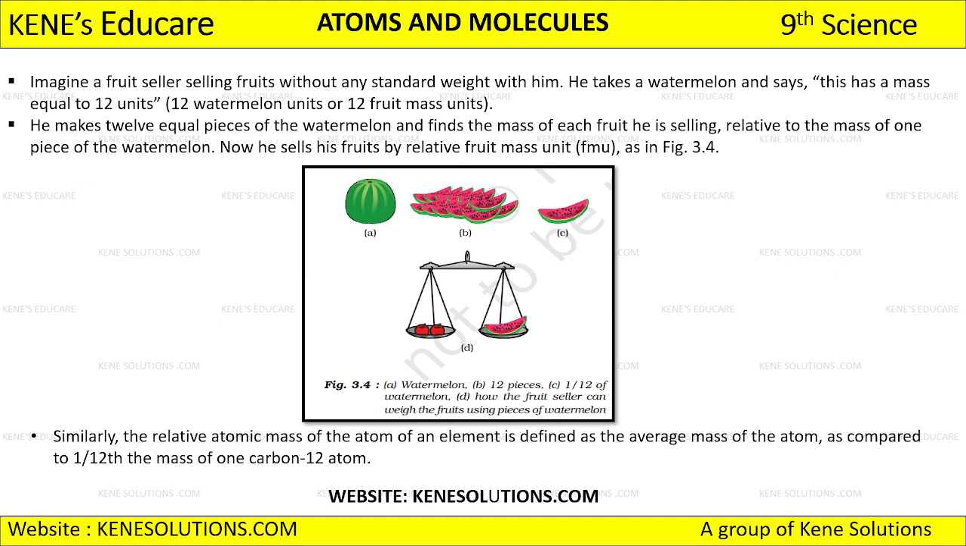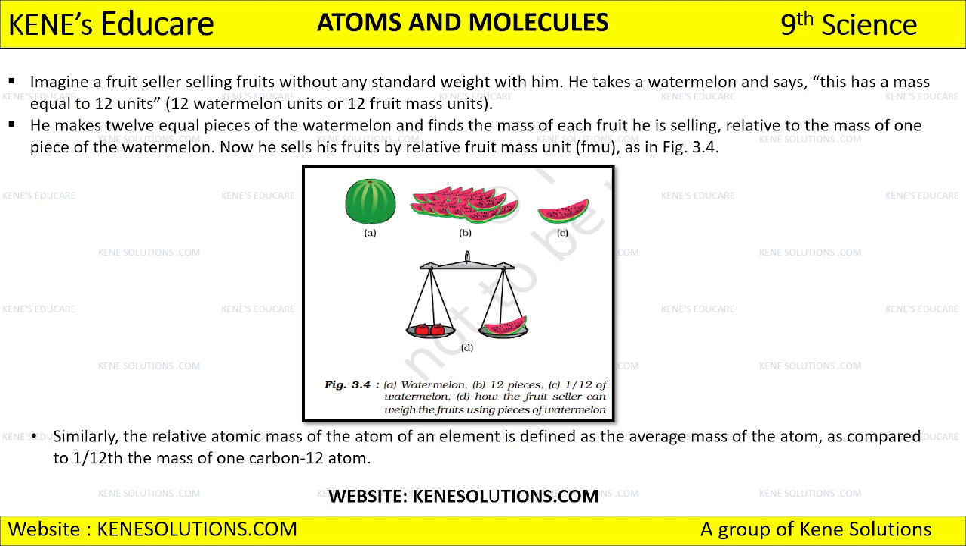So now what he will do, he will take 12 equal pieces of watermelon and find the mass of each fruit he is selling, relative to the mass of one piece of watermelon. It means, according to him, 12 equal pieces of watermelon is equal to one big watermelon that he is selling. So now he sells his fruit by relative fruit mass unit. So atomic mass unit becomes our fruit mass unit. I hope you are getting what exactly unified mass is, because if I give you a whole watermelon, or if I give you 12 pieces of watermelon, they are going to be equal.